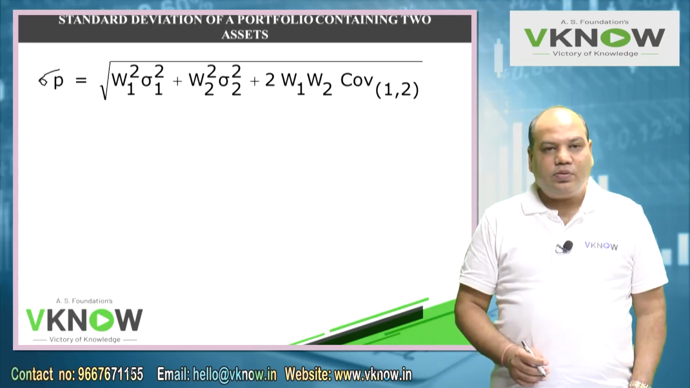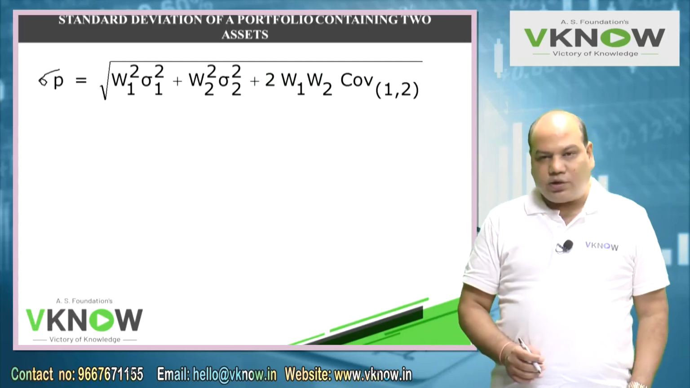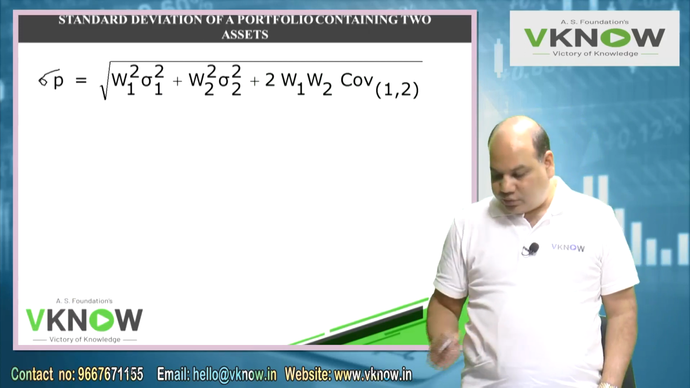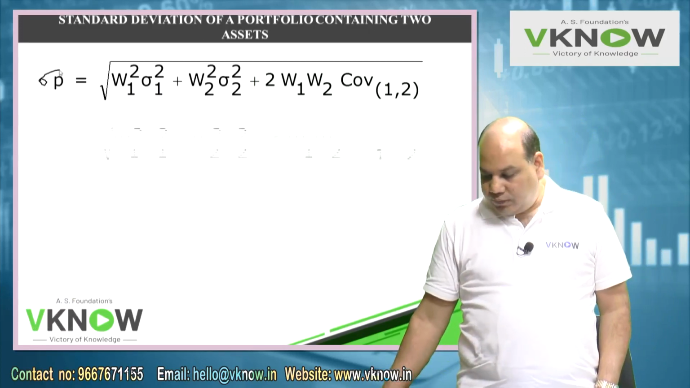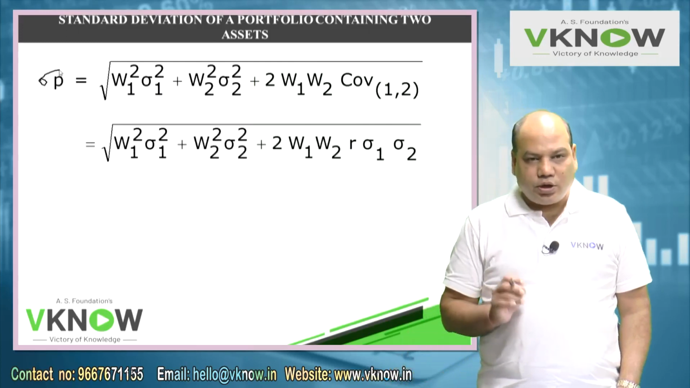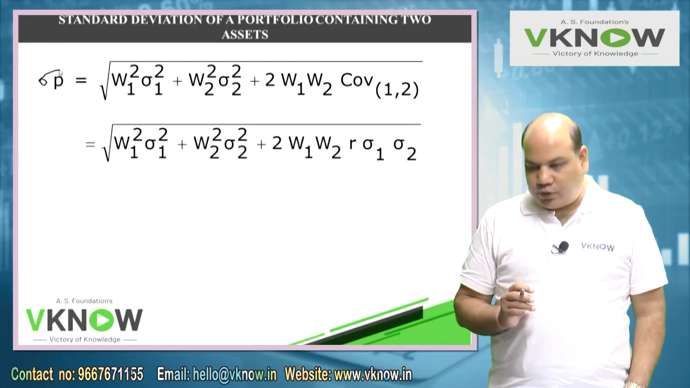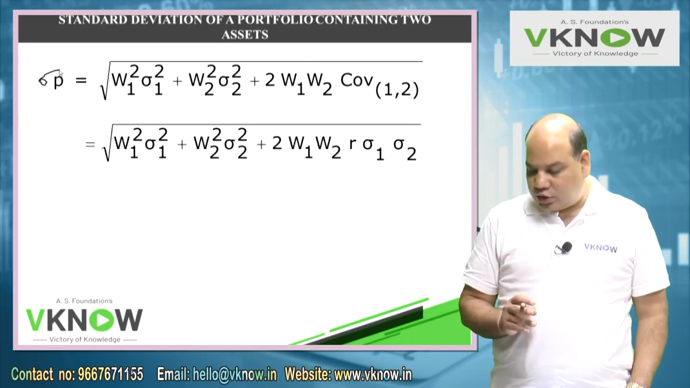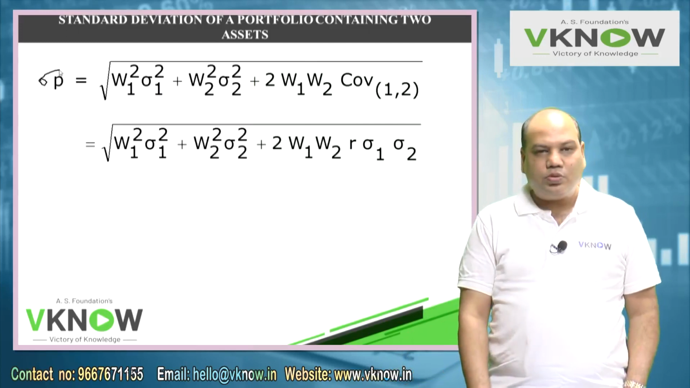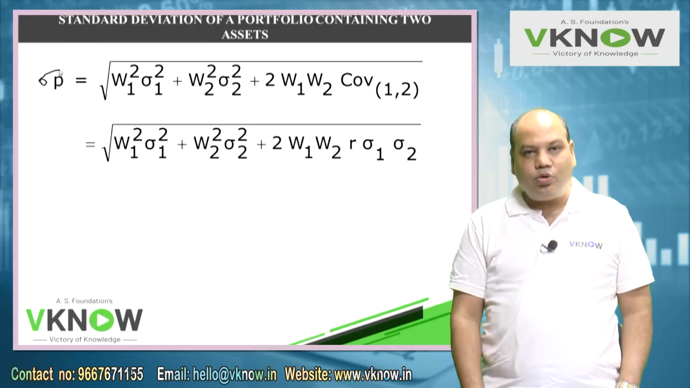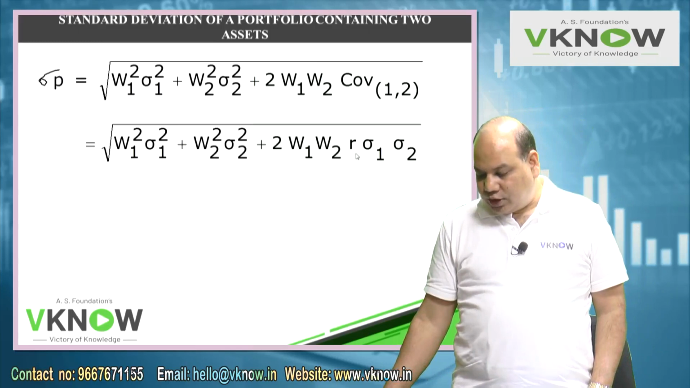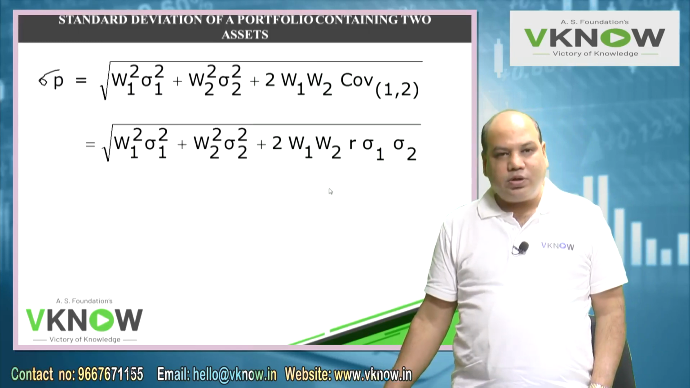W1 square sigma 1 square plus W2 square sigma 2 square plus 2 W1 W2 covariance 1 and 2. If instead of covariance, correlation is given, the formula will be under root W1 square sigma 1 square plus W2 square sigma 2 square plus 2 W1 W2 correlation. R stands for correlation, into sigma 1 sigma 2.